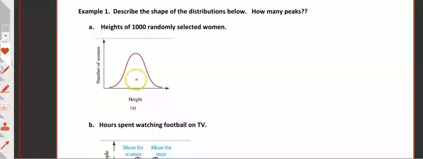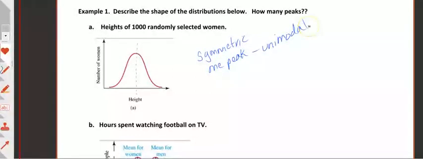Since I'm dealing with one population of women, I would expect to see a nice symmetric curve. That just means the left half of the data is a mirror image of the right half. So this distribution would be symmetric, and it has one peak. And one peak just means it's unimodal. Unimodal.